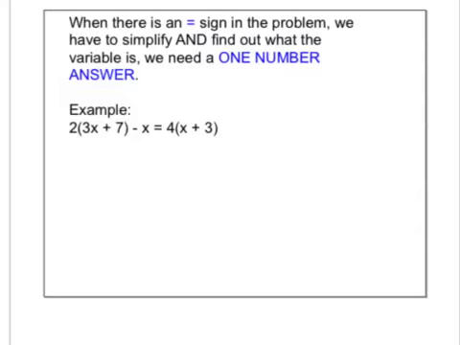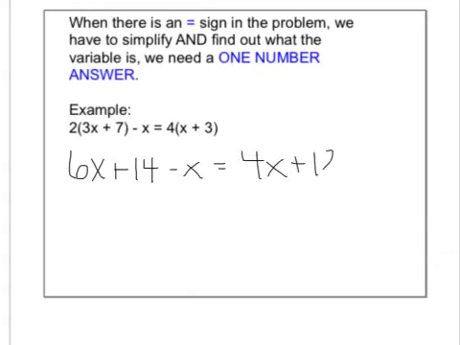So here's where we're going to start solving. What we need to do is look at the problem, simplify each side, and then start using our solving skills. I'm going to take that 2 and I'm going to multiply it by the 3x. So I'm going to get 6x plus 14 minus x. On the right-hand side of the equal sign, I'm going to get 4x plus 12.